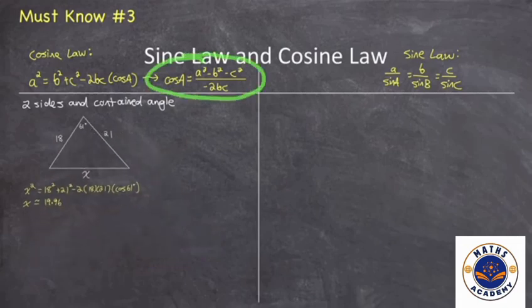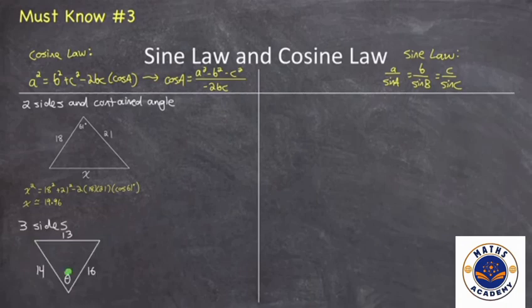This rearranged version of cosine law is used to solve for an angle if you know all three sides of an oblique triangle. If I'm looking for this angle theta, the important thing to notice is that the side that starts in the numerator is the one opposite from the angle you're looking for. So if I'm finding cosine of theta, the side opposite from theta is 13. So I must start with 13 squared, and then subtract the squares of the other two sides, and then divide by -2 times the second two sides, 14 and 16.